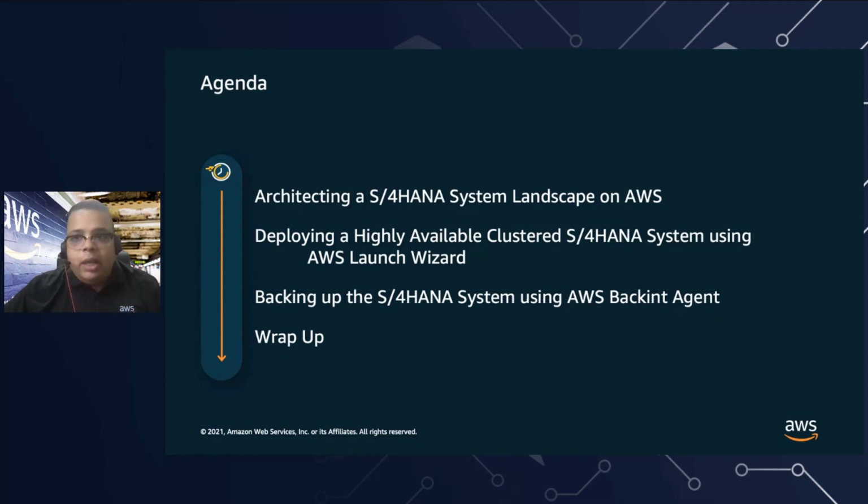In this episode today, I shall talk about the different architecture patterns for SAP on AWS. Based on these architecture patterns, we shall see how to deploy a SAP system on AWS using AWS Launch Wizard. And we shall conclude by looking at how to back up this newly deployed SAP system using AWS Backint Agent. We shall open the floor for Q&A at the end.